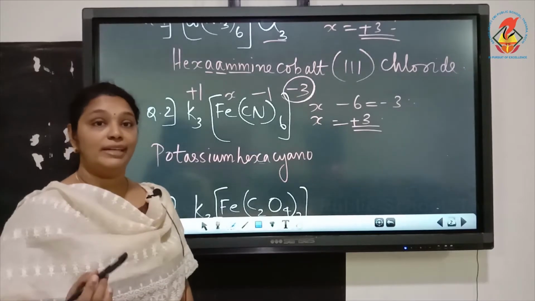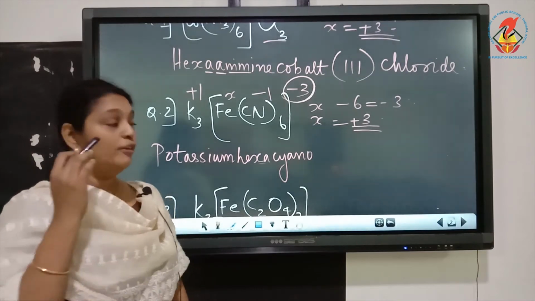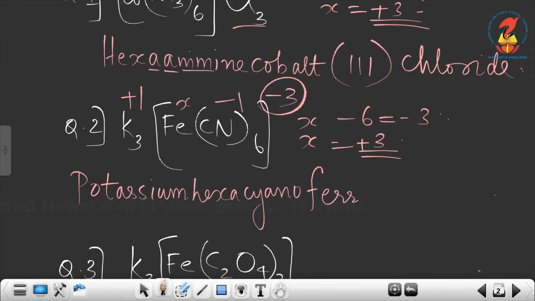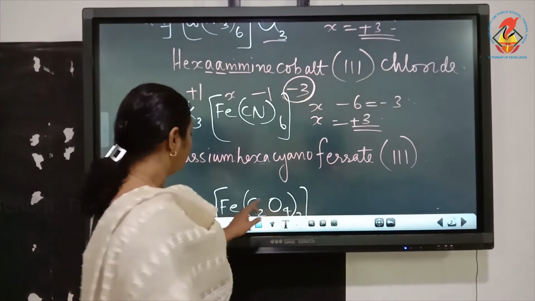So it is to be written as ate. So iron, when you write, you will write it as ferrate. So this is ferrate, followed by the oxidation number of iron in Roman numeral and bracket. There it is 3.